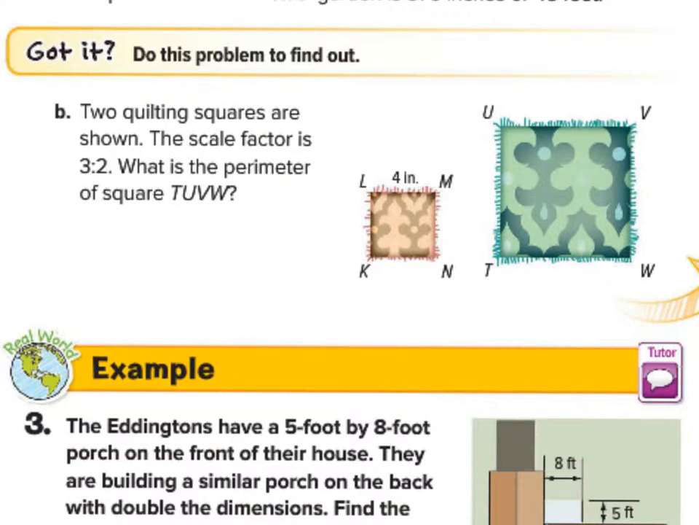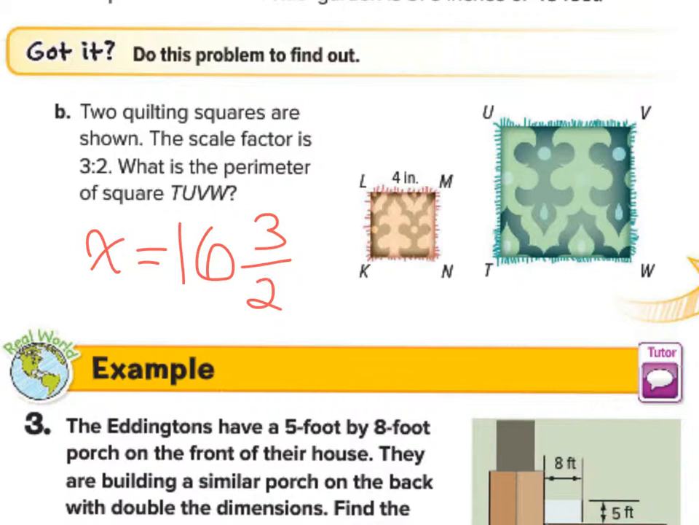Now let's do it the way the text has taught us to do it. The way the textbook wants us to work is we have to identify the first perimeter before we try to convert it to the next perimeter. And we already know that the perimeter of the small quilt is 16 because it's 4 plus 4 plus 4 plus 4, or 4 times 4. So we get x equals 16, right, our perimeter, and then we use our scale factor of 3 over 2, right?